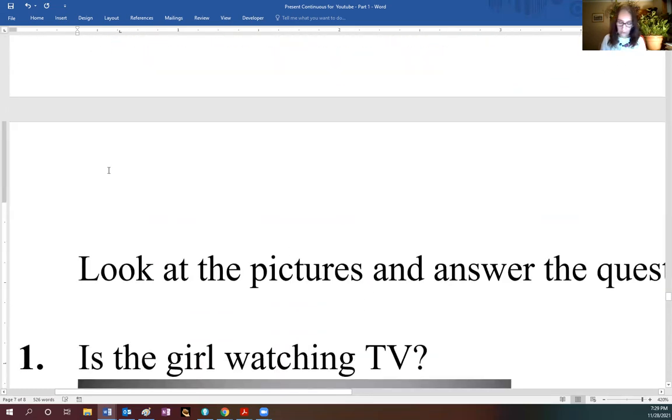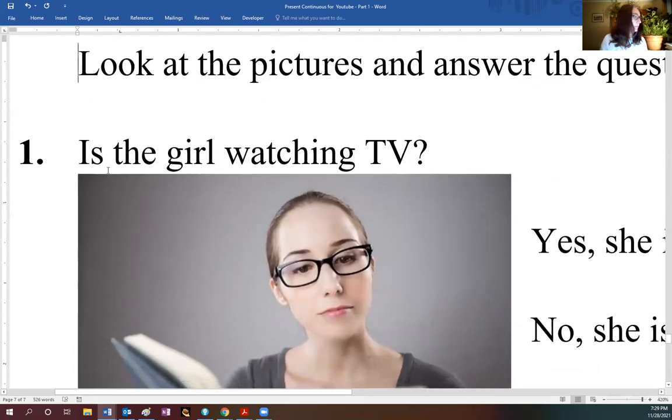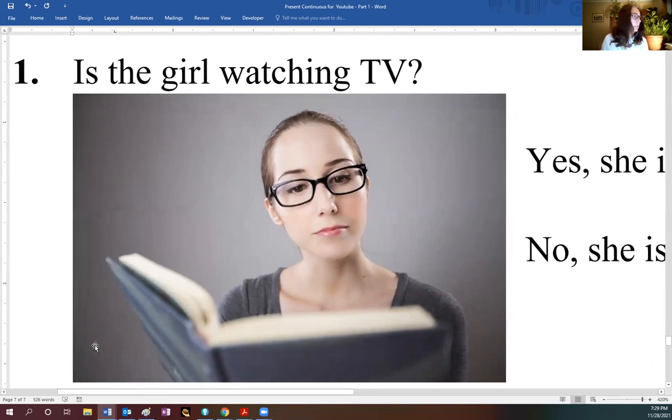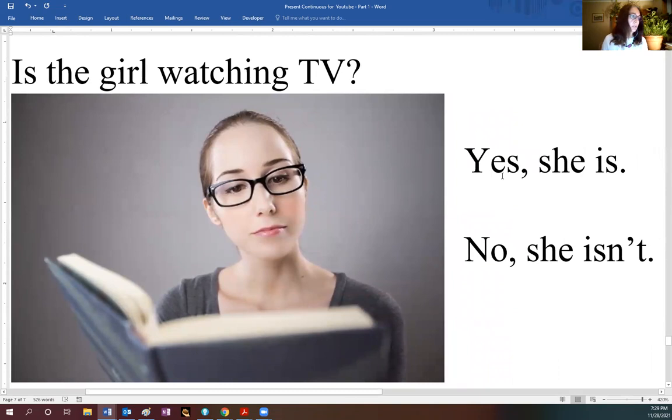Okay. Now I made another exercise that maybe you can do the same way. So look at the picture and just make it up in your head maybe. Is the girl watching TV? What do you see on the picture? And I want you to answer with short answers. You can say, yes, she is, or no, she isn't. Okay, is the girl watching TV?